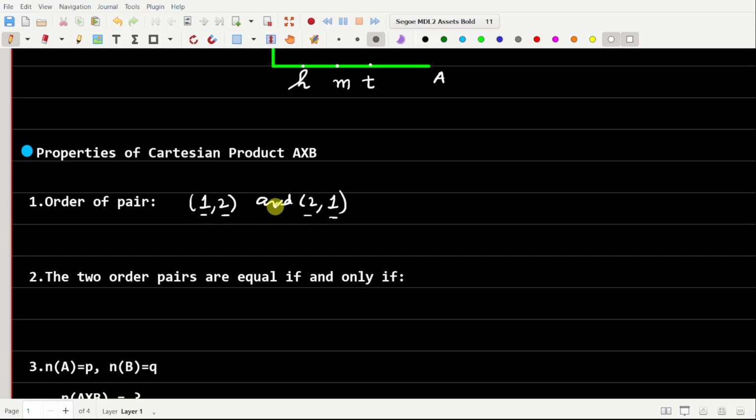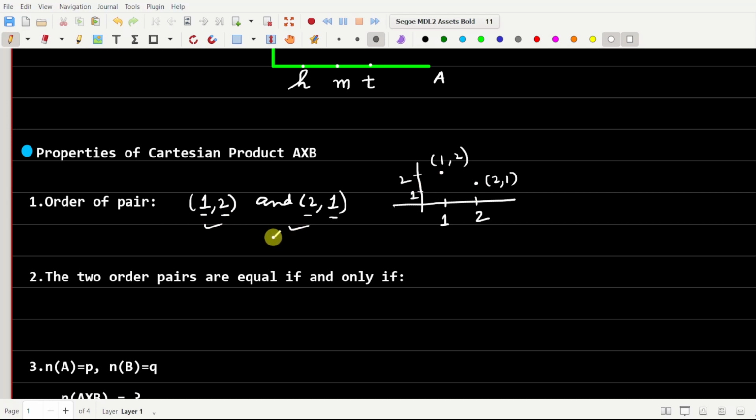So if I plot 1 comma 2 in a Cartesian plane, the position will be, if this is 1 and this is 2, so this is 1 comma 2, right? And if I have to plot 2 comma 1, then this is 2, this is 1, so this will be 2 comma 1. So you see, these two pairs are two different points in the Cartesian plane, therefore these two pairs are different.